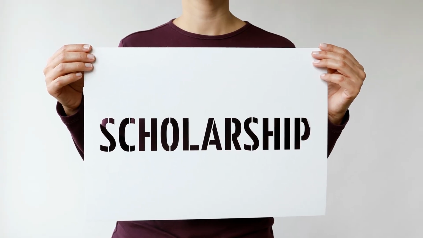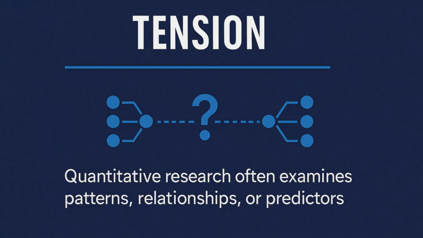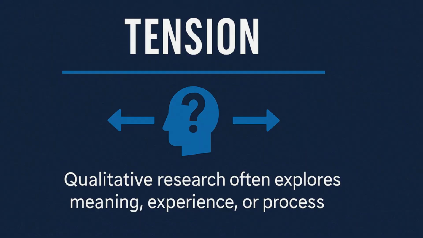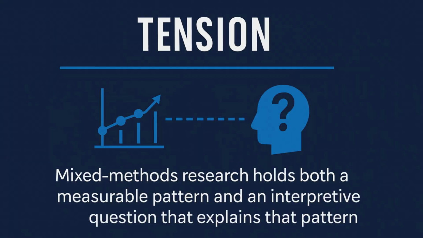Another dimension of a sophisticated research problem is methodological alignment. The kind of tension you describe should suggest the kind of knowledge your study will produce. Quantitative research often examines patterns, relationships, or predictors, so the tension might relate to an unexplained relationship or an outcome not yet modeled. Qualitative research often explores meaning, experience, or process, so the tension might relate to how people interpret or navigate a condition. Mixed methods research holds both a measurable pattern and an interpretive question that explains that pattern.